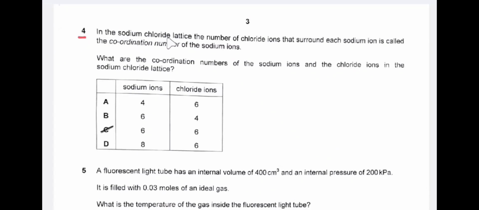Question number 4. In the sodium chloride lattice, the number of chloride ions surrounded by the sodium ion is called the coordination number of the sodium ion. What are the coordination numbers of sodium ion and chloride ion in the sodium chloride lattice? In the sodium chloride lattice, each sodium ion is surrounded by 6 chloride ions and each chloride ion is surrounded by 6 sodium ions. So the coordination number is 6 and 6. So the answer is C.